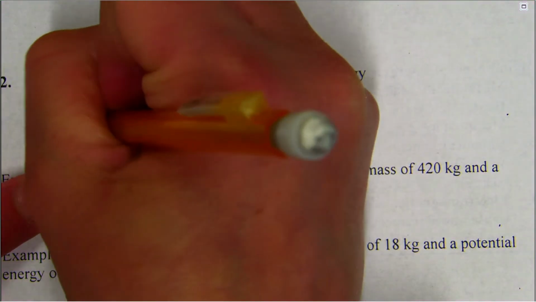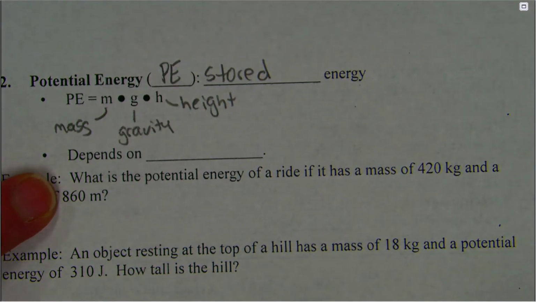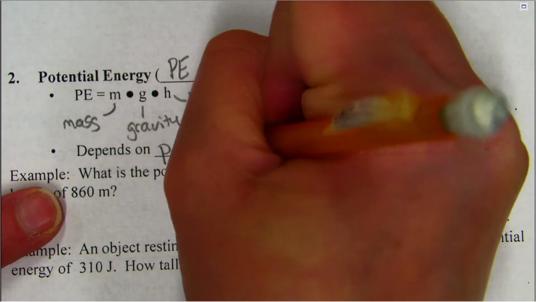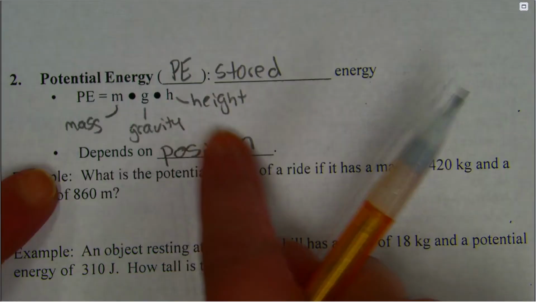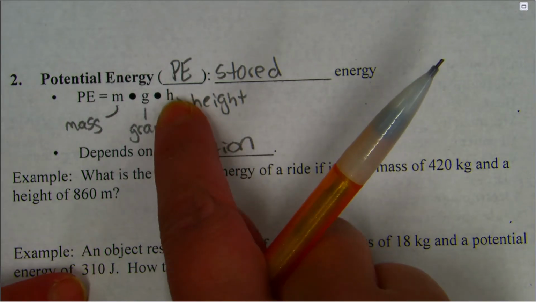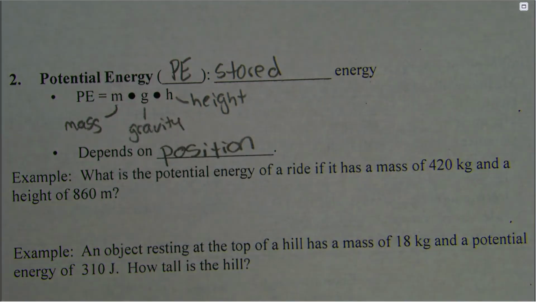All right, so M is the mass, G is the gravity, and H is the height of the object. And this is going to depend on the position of that object. The higher up an object is, the more potential energy it has, because that makes sense if you think about it, because it is dependent on height. So if height increases, so will potential energy.